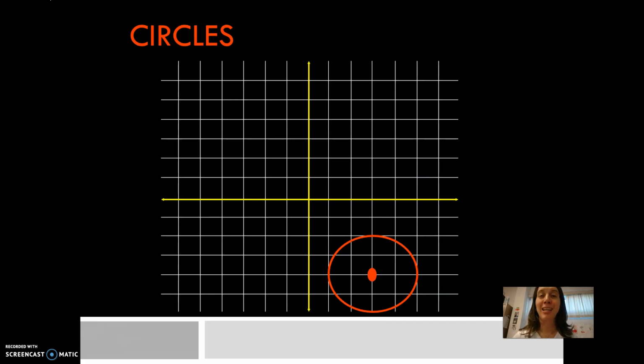Hey, and it actually looks like a circle because I didn't have to draw it by hand. I was able to use that on my computer, and hopefully you guys can do the same thing there. So now we have our equation graphed, and we're ready to move on to our next question.